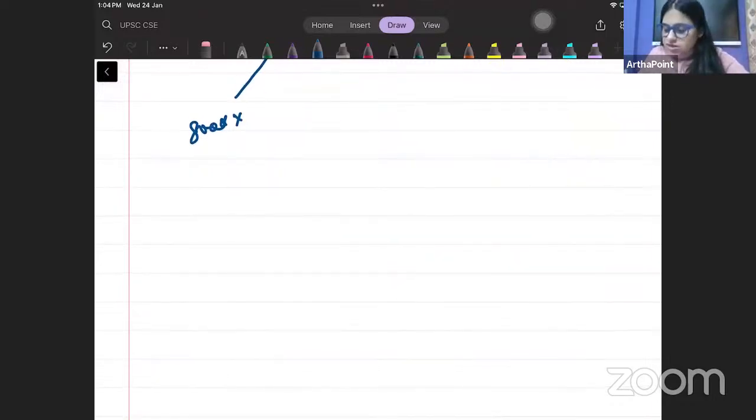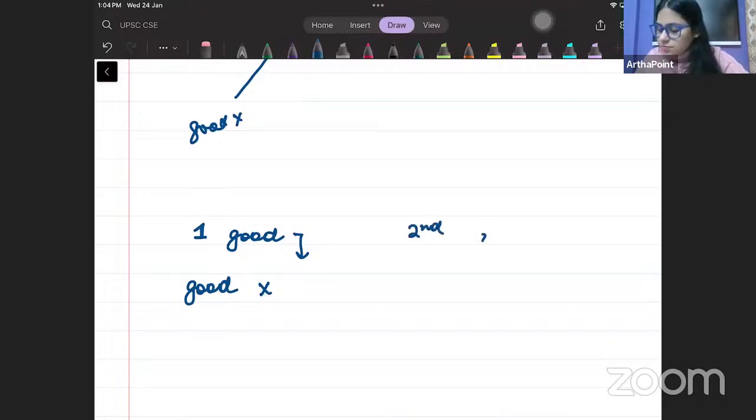So what I will do is say that there is one good on which I want to focus. That can be good X. And the second good will be all goods other than good X.